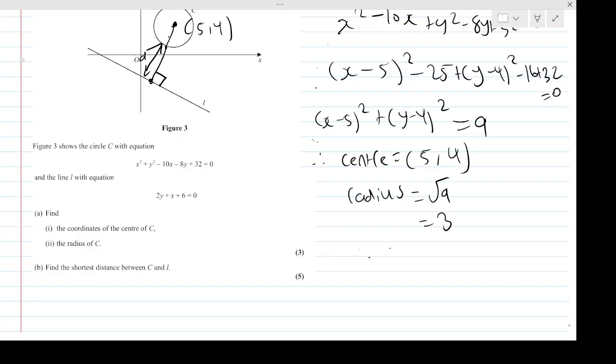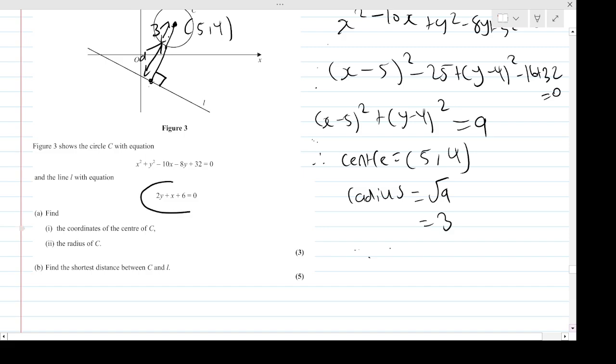But yeah, because the radius will be 3. Remember, in these sort of geometric problems, it's always helpful to consider the radius at some point. So the distance between the centre and the circle will be 3.